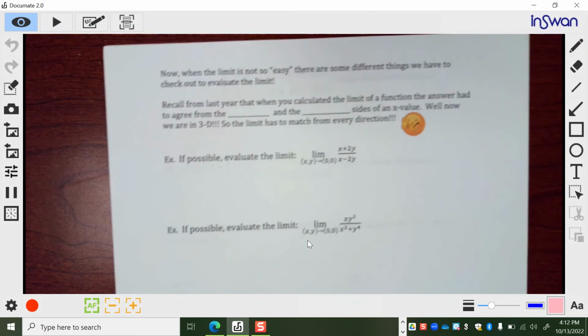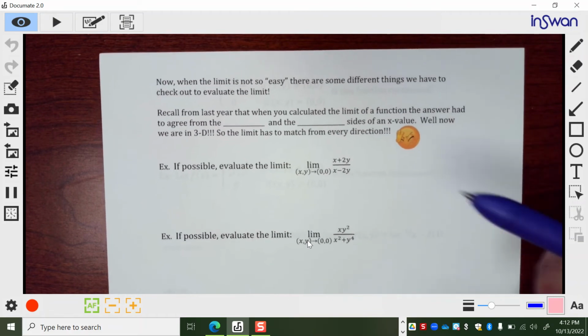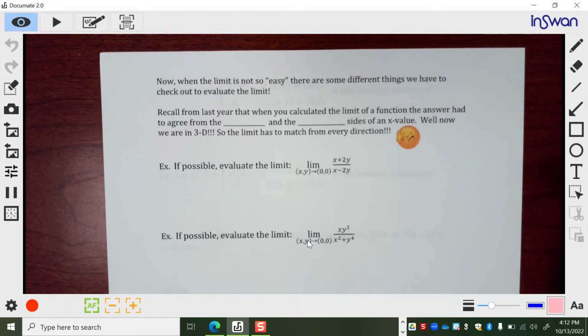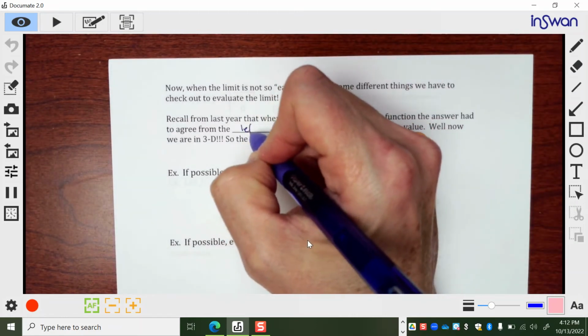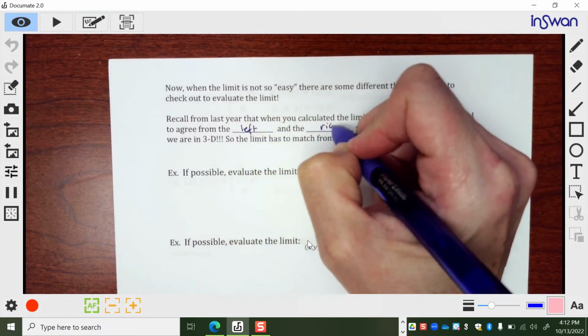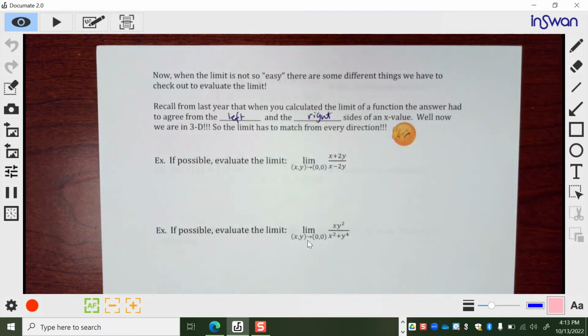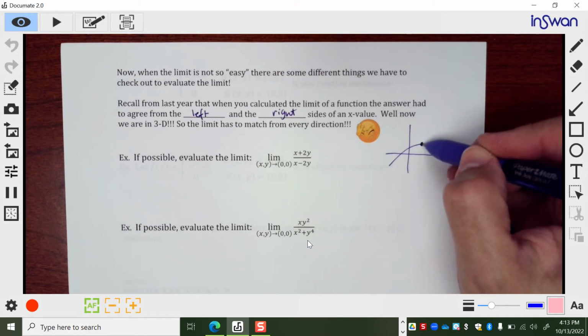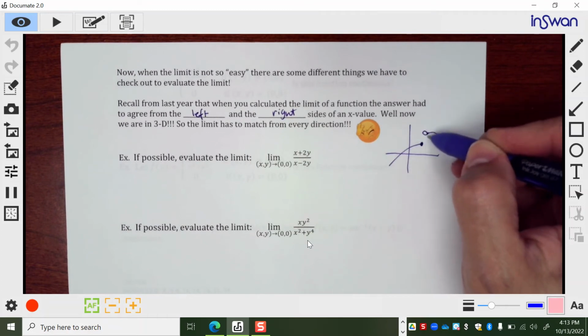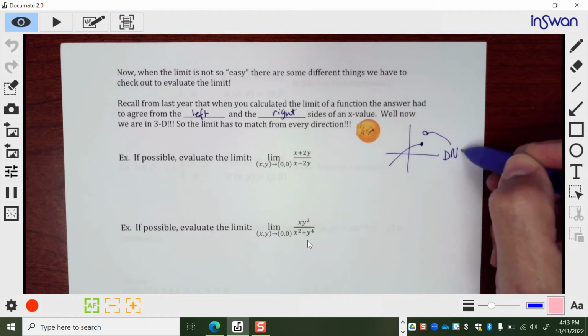So it's not so easy when we can't do those little tricks we did on the last page, right? Recall from last year that when you do a limit, your limit has to match from the left side and the right side. So what happened is that you come from the left and you come from the right, and when they don't match, you say does not exist, right?